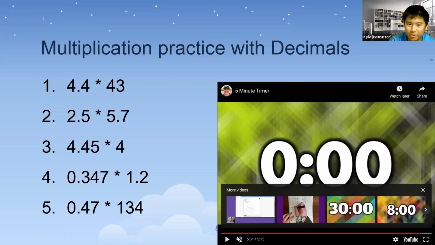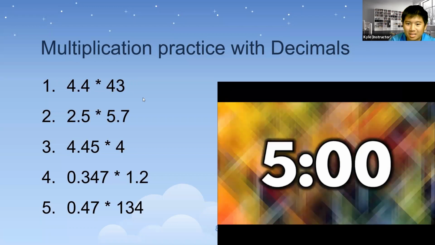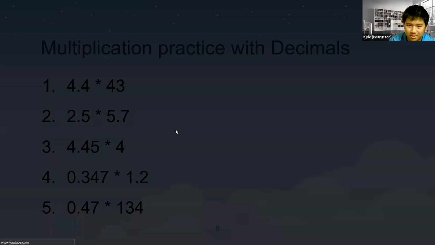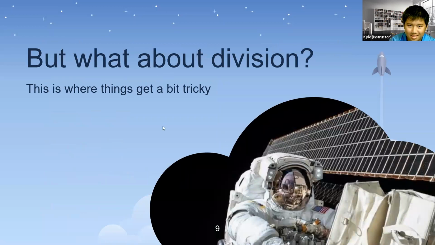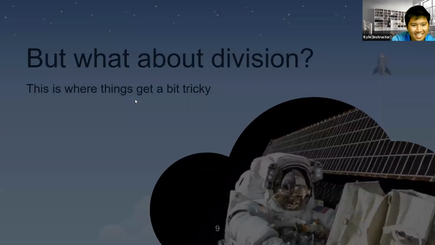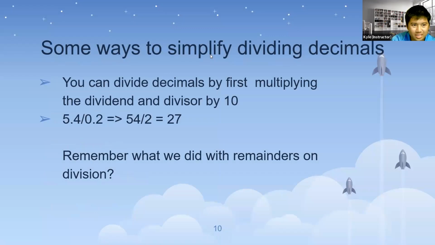Now let's go to the tricky part, which is division. But what about division? I ask. Let's start with some easy ways to simplify dividing decimals. When you see a really awkward number, like 0.375 divided by 0.8, that seems very hard, right? Yeah, division's hard. This seems super hard, right?